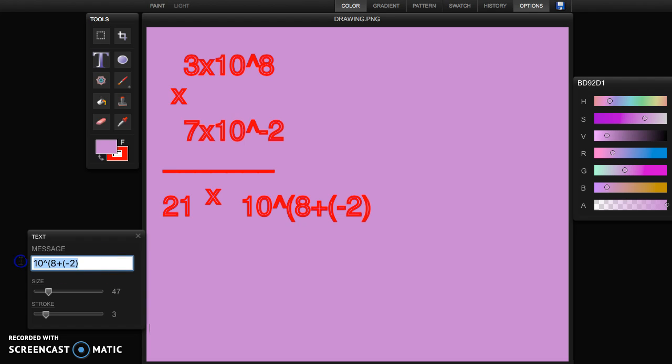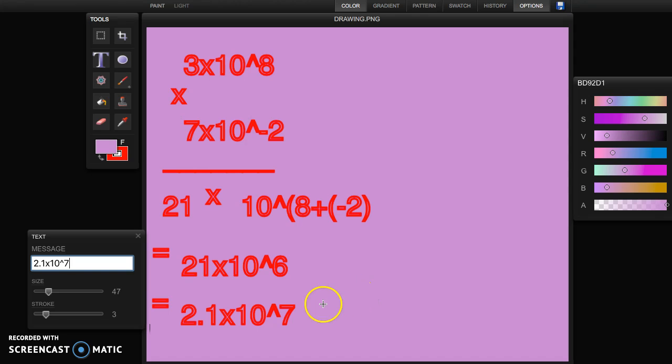And that would equal 21 times 10 to the power of 6. But for scientific notation, the first number has to be a decimal, so we would have to make that number 2.1, which then we move a space, so that would be times 10 to the power of 7.